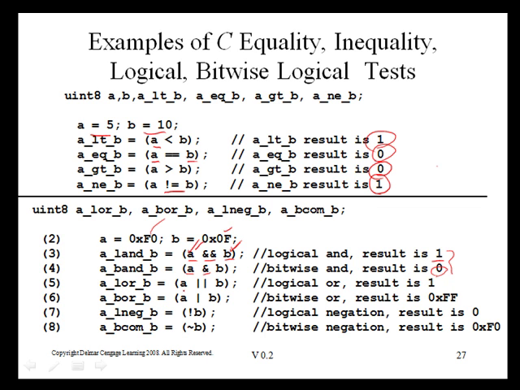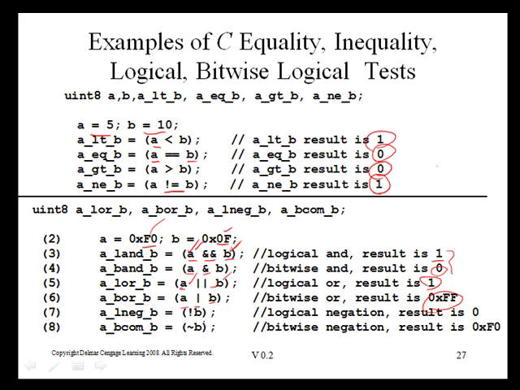Let's do this. This is the logical OR of A and B. A is non-zero, so that's a 1. B is non-zero, so that's a 1. So the result is a 1. Here we're going to do the bitwise OR of A and B. If we do a bitwise OR of F0 and 0F, it's going to return the value of FF.